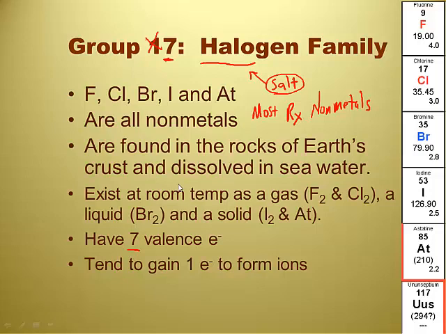They exist at room temperature in their elemental form as a gas, fluorine and chlorine both, as a liquid for bromine, and as a solid for iodine and astatine. So is that why the bromine symbol is blue, kind of like liquid form, like water? Exactly. That's why it's blue, and red for gas.